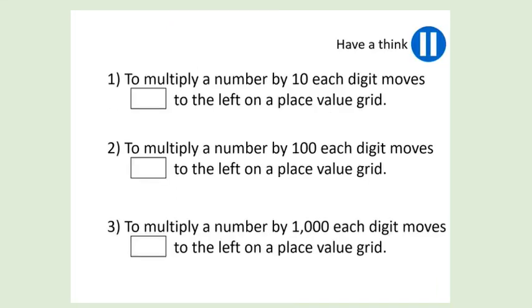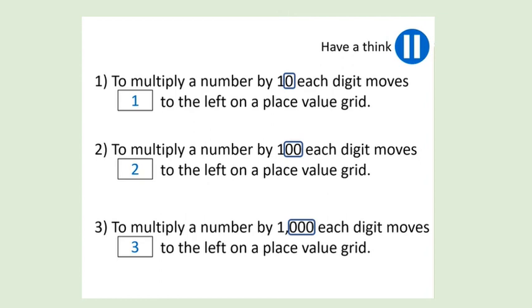Now, here are some sentences. Can you complete the sentences with a number in the box? Question 1. To multiply a number by 10, each digit moves something to the left on a place value grid. Number 2. To multiply a number by 100, each digit moves to the left on a place value grid. And number 3, to multiply a number by 1,000, each digit moves to the left on a place value grid. You might want to pause the video while you have a little think. Right, let's see if you are correct.